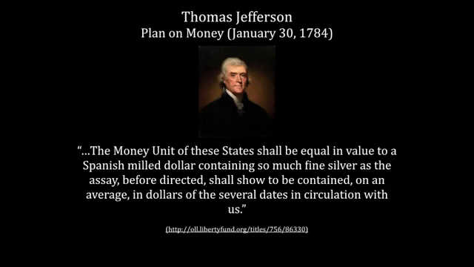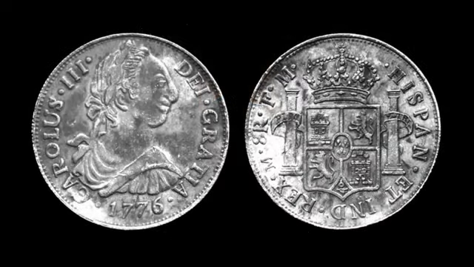Jefferson was extremely clear. The money unit of the United States should be equal to the Spanish dollar. He suggested that various coins be assayed to determine an average of fine silver contained in the coins.